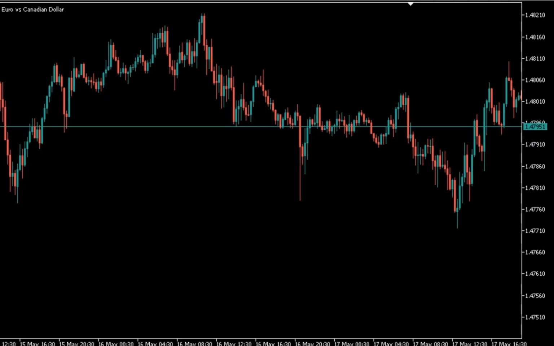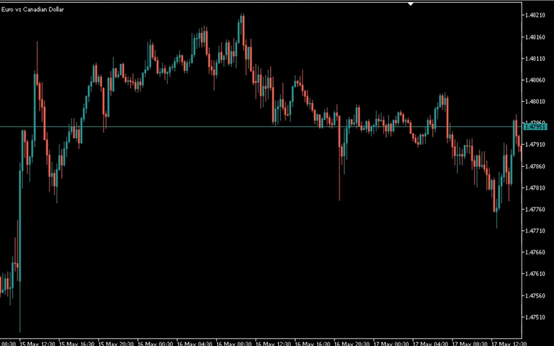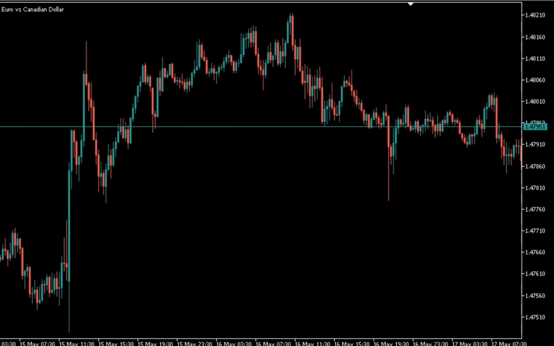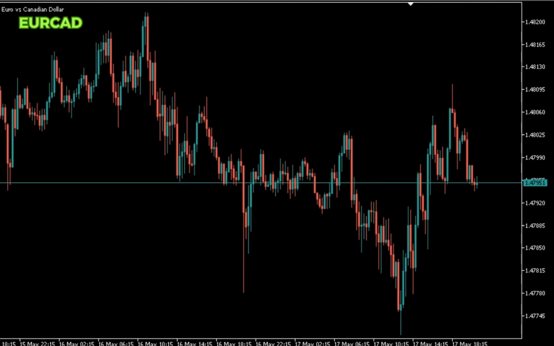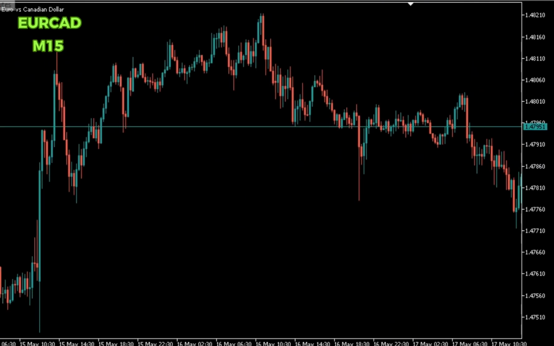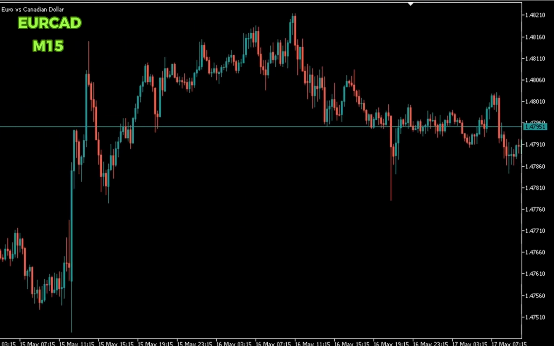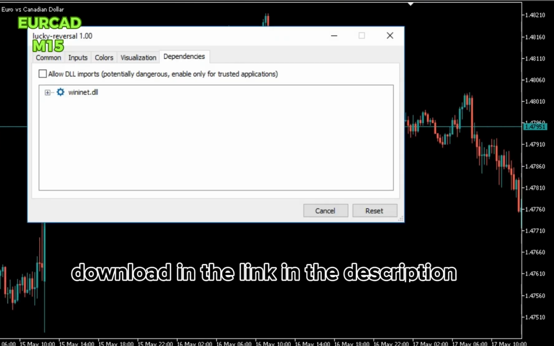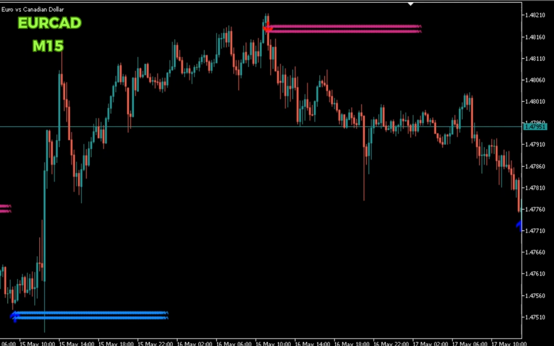Alright guys, first things first, after firing up our trading platform, we select the trading instrument we shall be trading. In this case, we shall select the EURCAD and we change it to the 15 minutes time frame since we shall be scalping. Then the next step is to load our first indicator, which is called Lucky. This is how it looks.